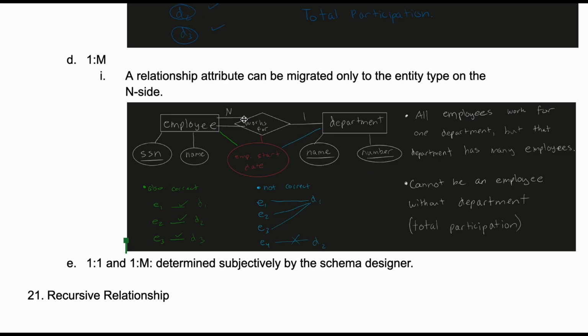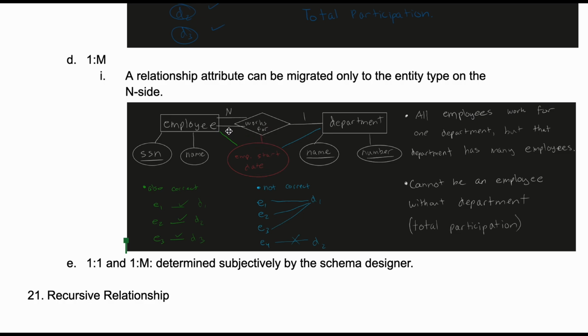All of these employees work for one department. But that department has many employees, because each individual employee has to report to some department. There cannot be an employee without a department. This is total participation, hence the two lines right here. The N means that there are many. When we look at our employee start date, we typically would pair it as an attribute with our relationship.